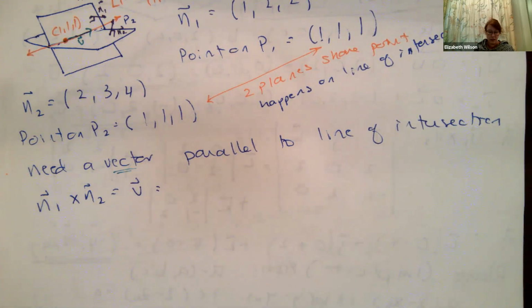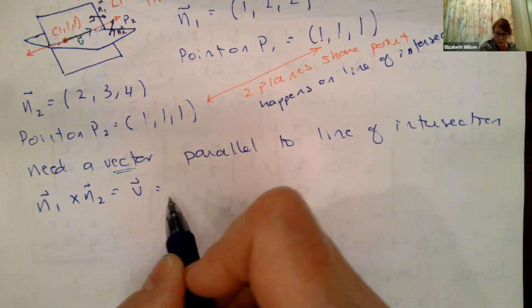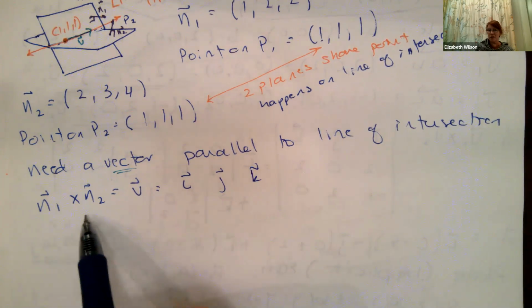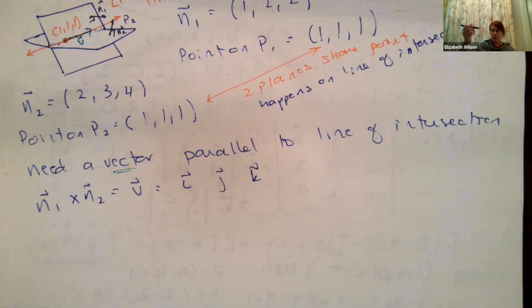That's the vector on the line. Okay, so now that means I've got to do a cross product. So I'm going to go i, j. It doesn't matter if I go n1 cross n2 or n2 cross n1, it's just that the vector points in one direction or the other.